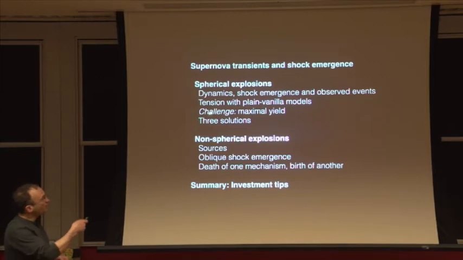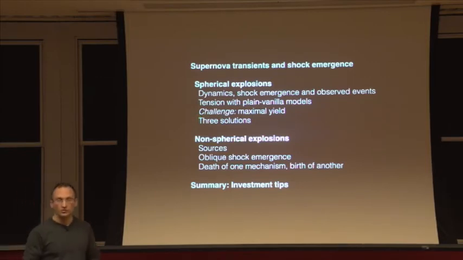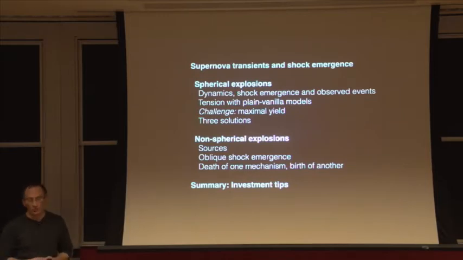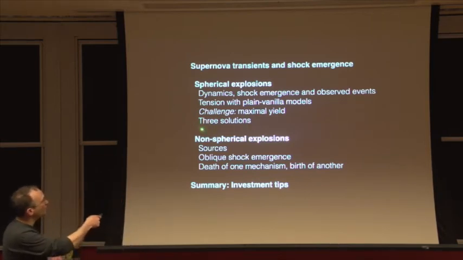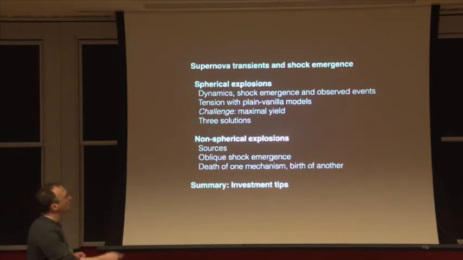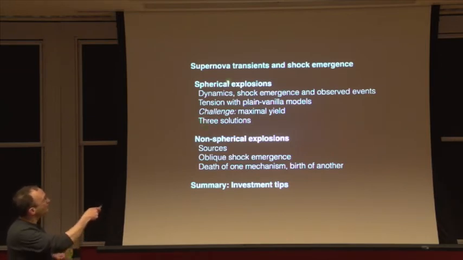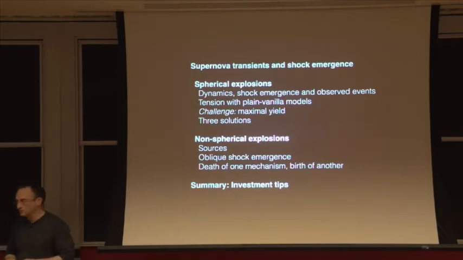And ask the question, if you have to challenge yourself to explain those more interesting transients, what can you do to take a simple model for the explosion of a star and get the most bang for your buck, the maximal yield that you can get out of one of these events. I'll come up with a few solutions or strategies for dealing with the challenges posed by those observations. First within spherical models, but then it's much more interesting and productive to look at non-spherical explosions, which evade some of the constraints that you have in a spherical model.